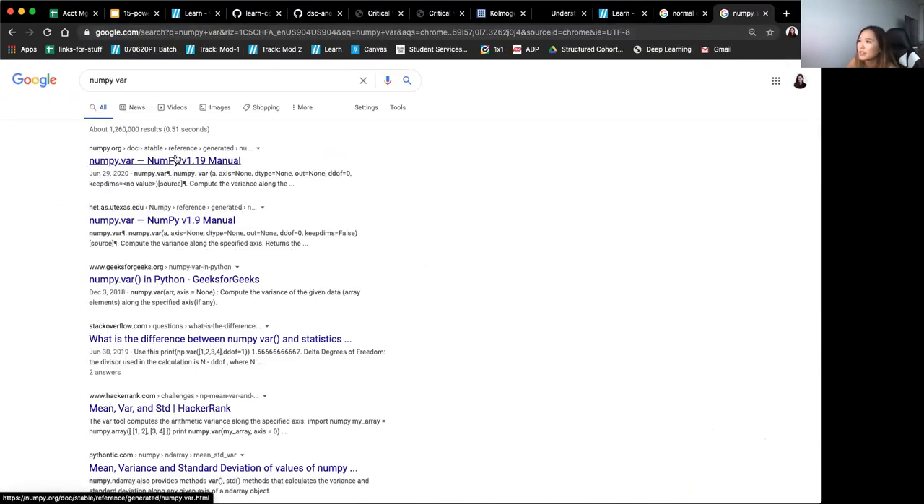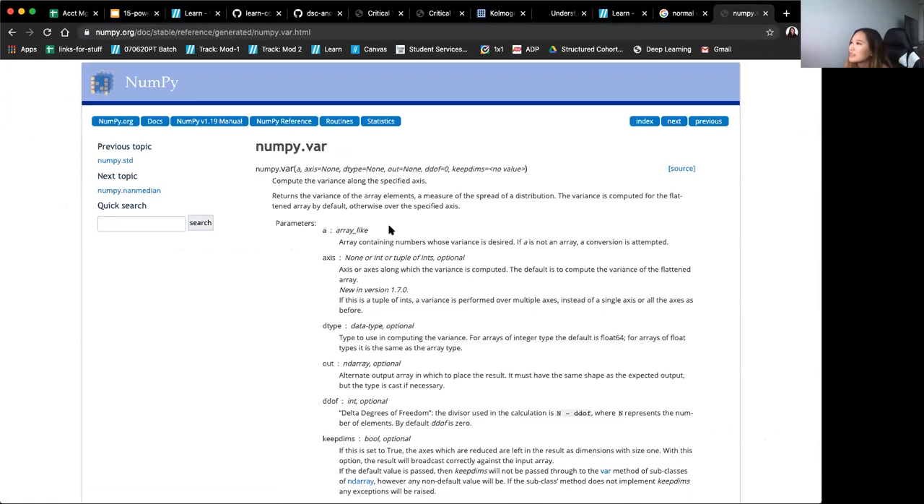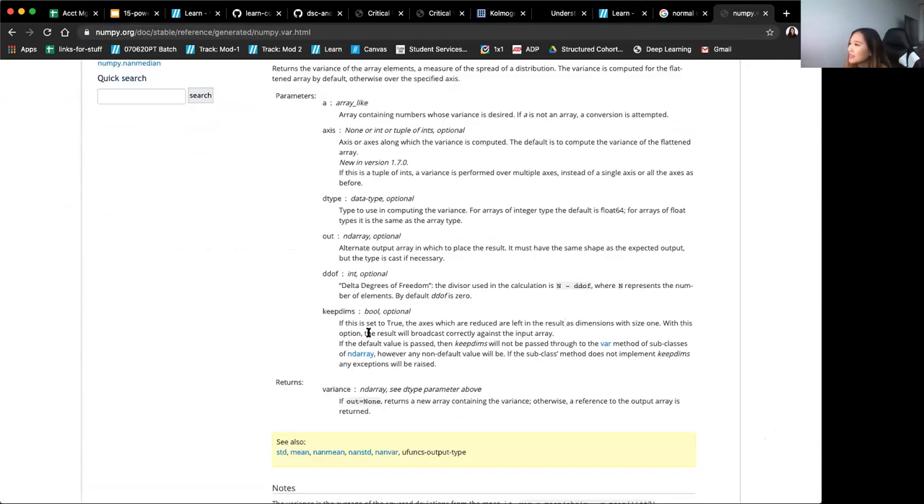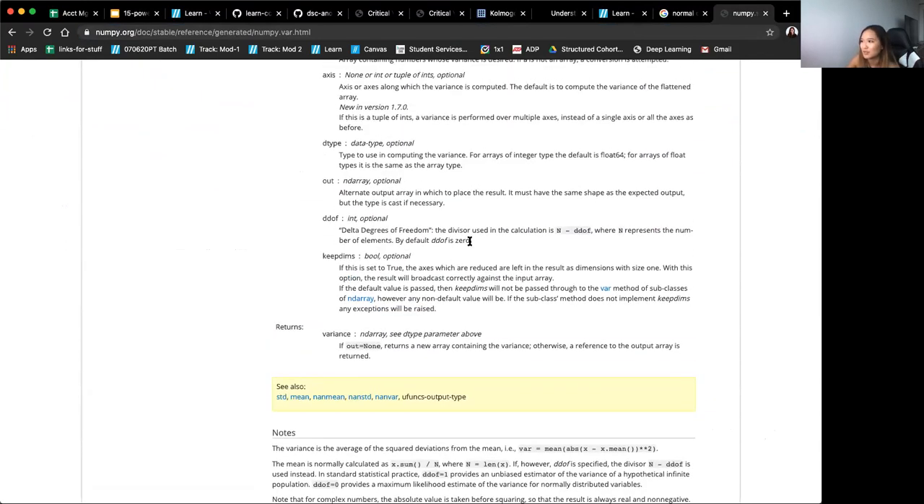NumPy variance. Let's see. NumPy variance, they say degrees of freedom. By default, degrees of freedom is 0, or delta degrees of freedom. Delta degrees of freedom basically is however much you want to subtract from n. And because it's a sample, not the population, you always divide by n minus 1.